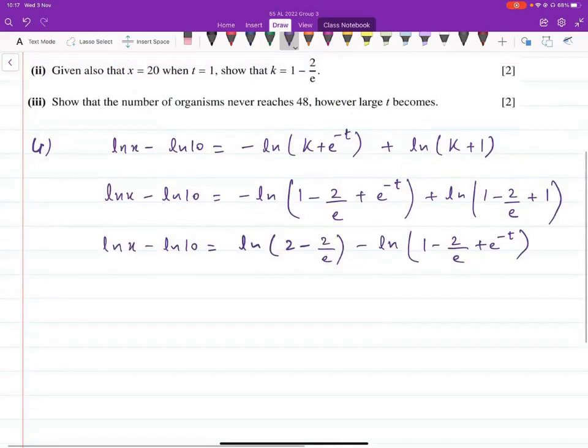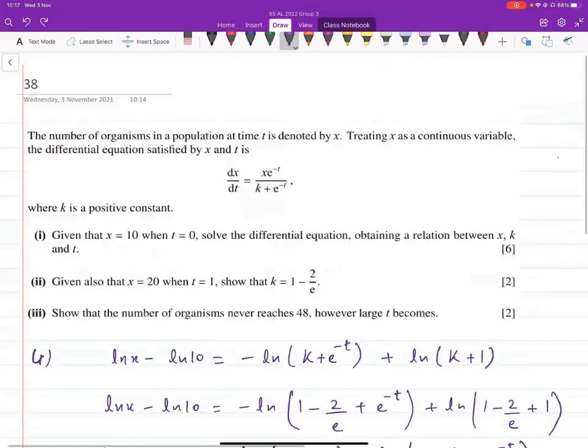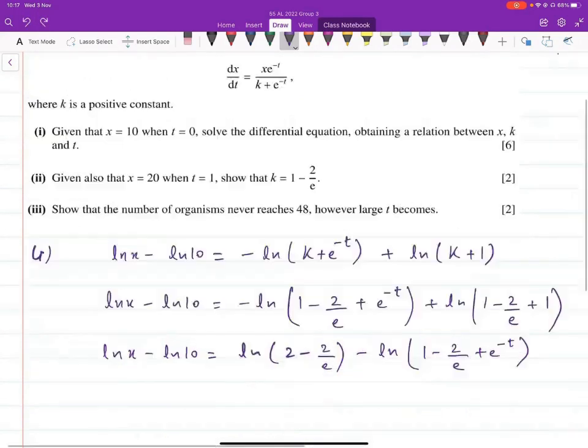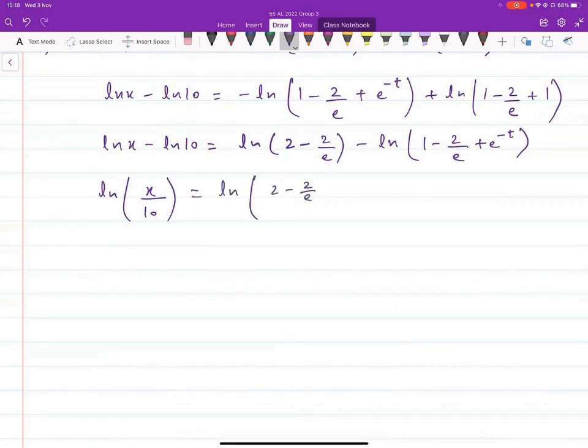Now, what we have to find is show that the number of organisms never reaches 48. What has he used to represent the number of organisms? With X. So X is the number of organisms. We find X in terms of T first. How will we do that? We apply the rule on the left side. It becomes X over 10. On the right side, it becomes 2 minus 2 over E divided by 1 minus 2 over E plus E raised to power minus T.